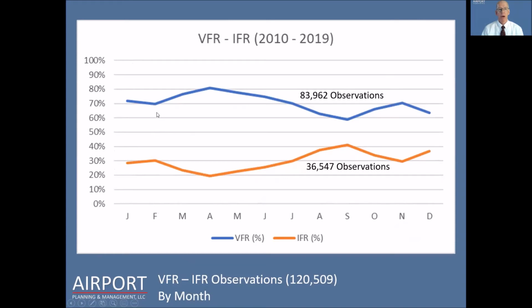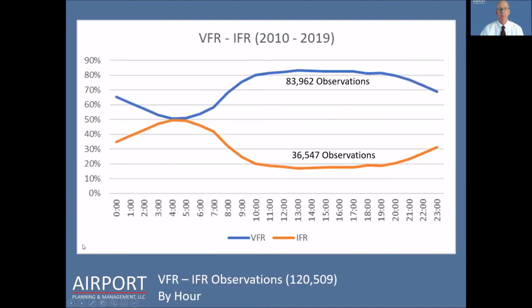10 years, most VFR observations occur between February and July. Most IFR observations occur between July and October, plus December. Taking that same information, match it to the hour, you have the curve for IFR observations. And this curve is very similar to what we just saw for ceiling, sky cover, and visibility. This chart brings up a couple of important points.